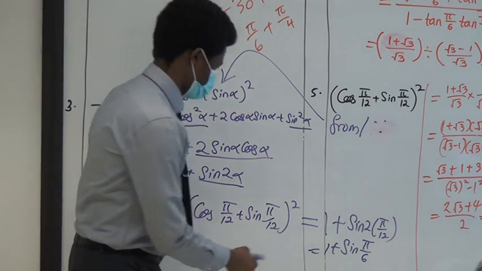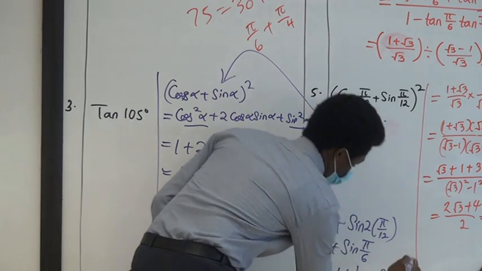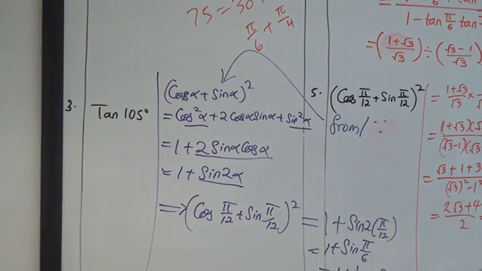1 over 2. So this is 1 plus half, which is 3 over 2. That's it. Yes? Where? No. This was here before I changed that. So of course it doesn't have to be repeated. Sorry about that.